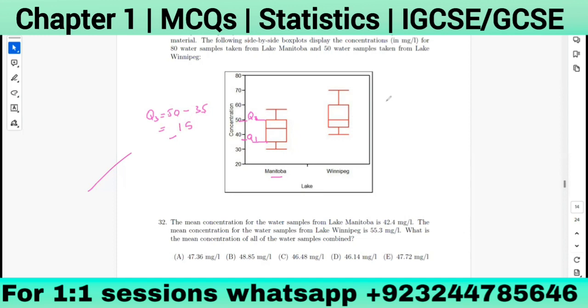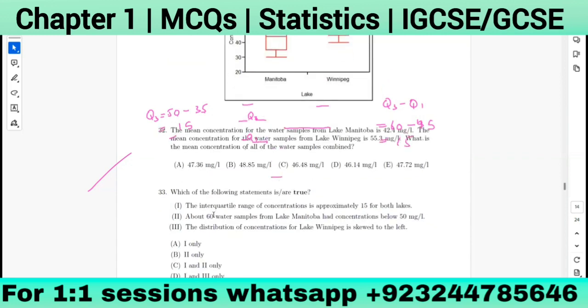So for this one, Q3 minus Q1. So Q3 is 60 minus Q1 is 45. So it's 15. So the first one is correct. The interquartile range of concentration is approximately 15 for both the lakes, so this option is correct.